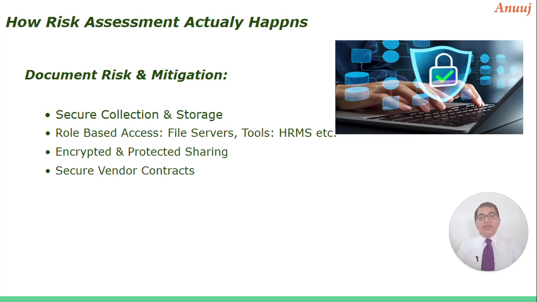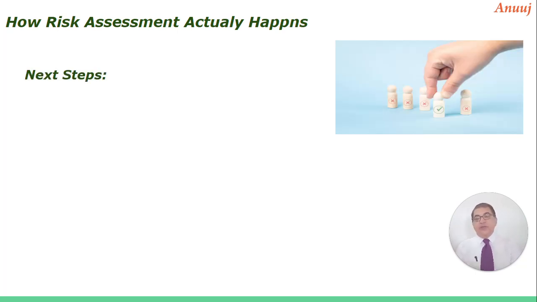Encrypted and protected sharing: even if you are doing it through pen drives or emails, they can be encrypted, they can be password protected, even the attachments. And the vendor contracts should be strong enough to keep you protected, ensuring that there is safety of data, not just that you have a contract in place with privacy norms on it.